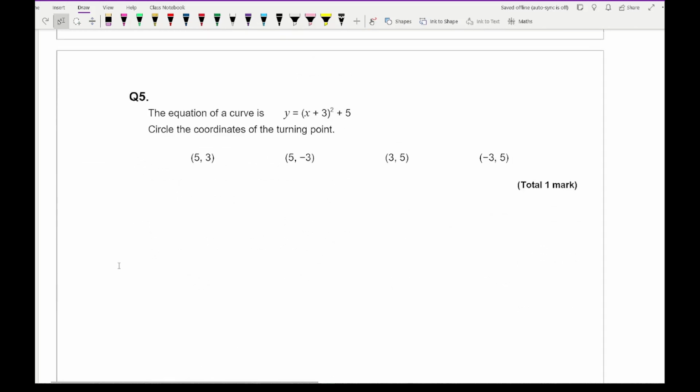Moving on to question 5, it says the equation of a curve is y equals x plus 3 squared plus 5. Circle the coordinates of the turning point. Well, the x ordinate is the value of x that makes the bracket equal to 0, so that's going to be minus 3. And the y ordinate is the constant that is outside the bracket, which is 5. So I'm looking for the coordinate of minus 3, 5, which is our last option.